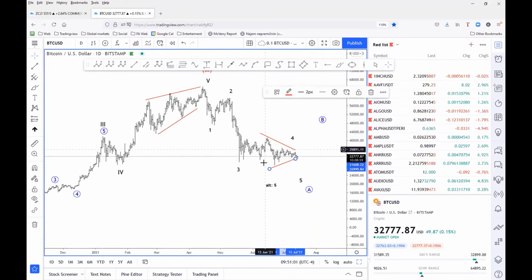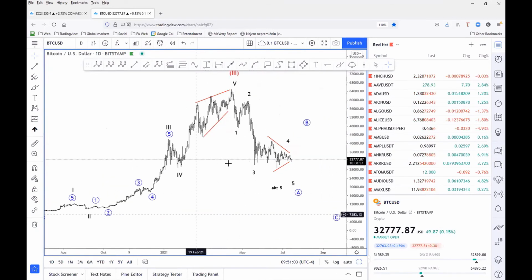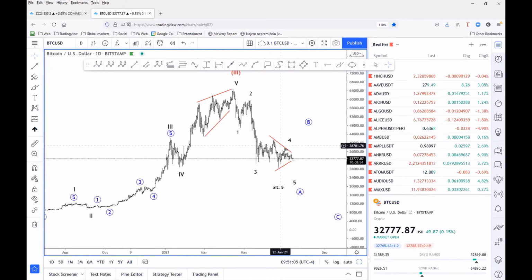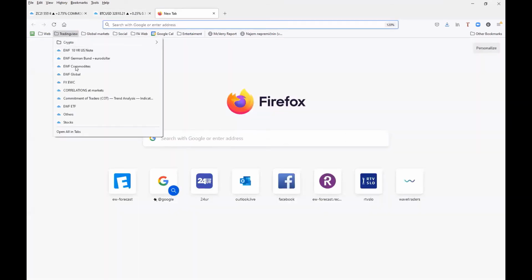So we are running out of time. Yeah, I think that sooner or later we'll see a breakout, ideally to the downside, same here, wave 5. Ethereum looks weaker also. I mean, it might lead the way, who knows?